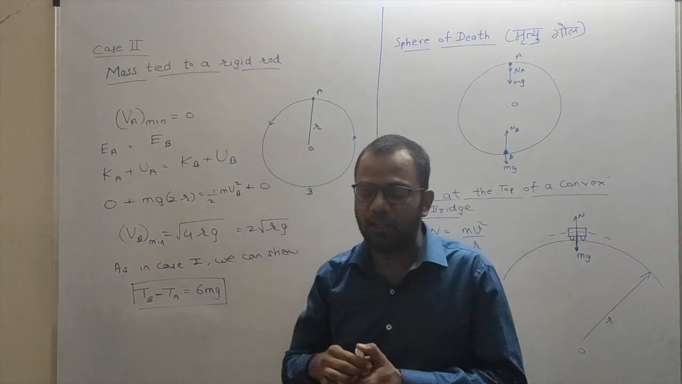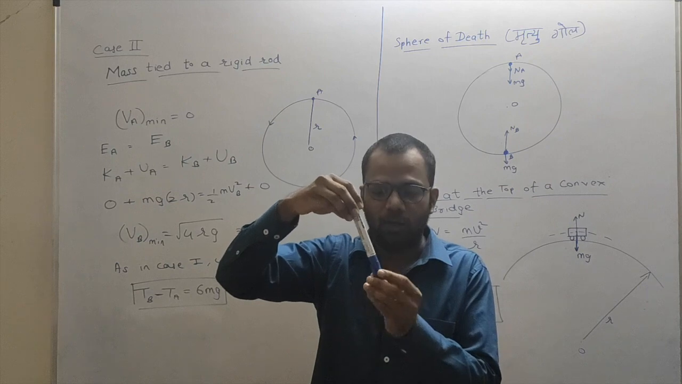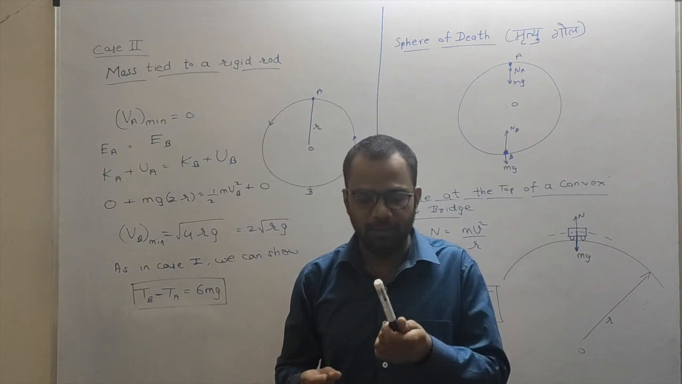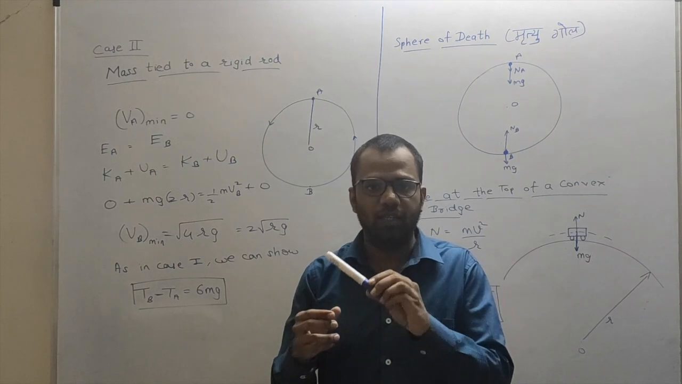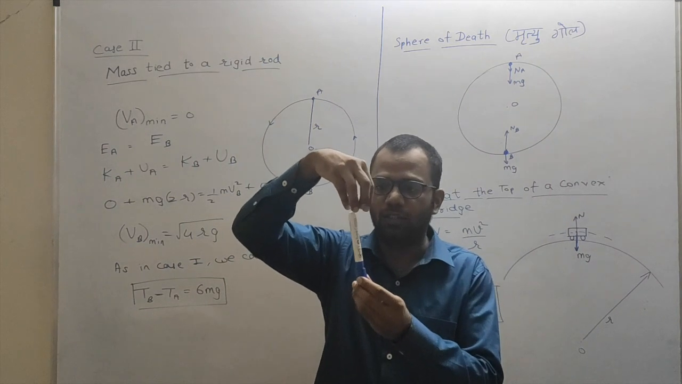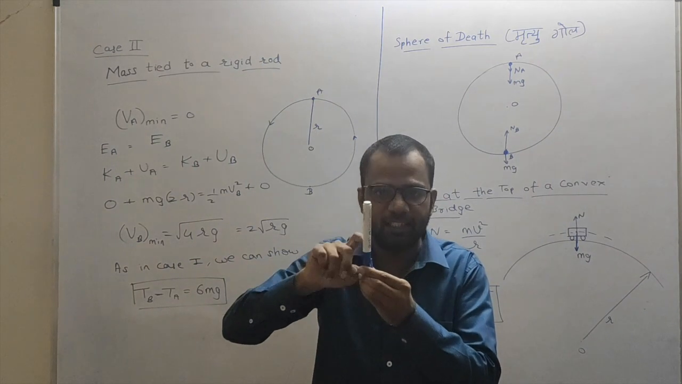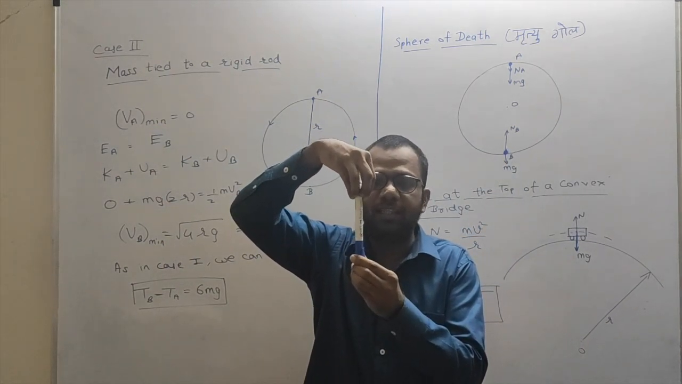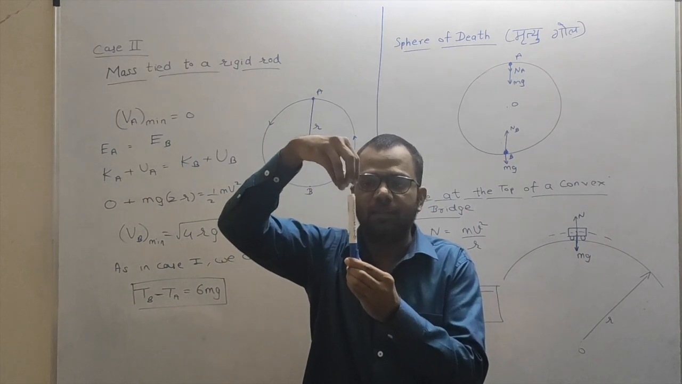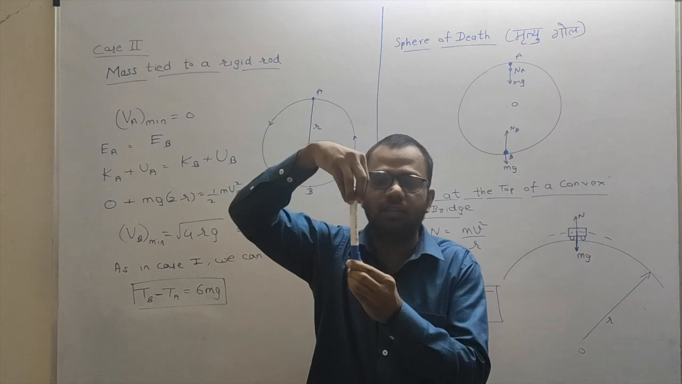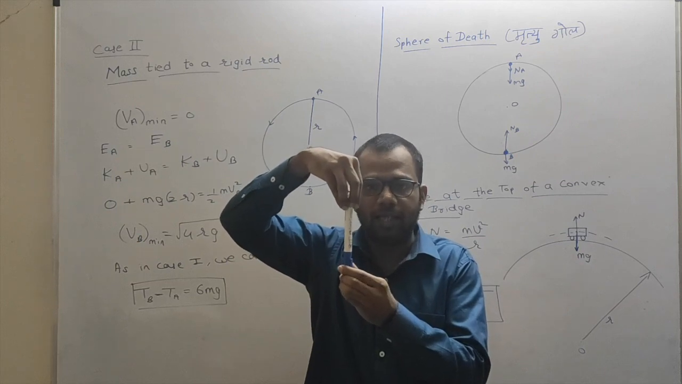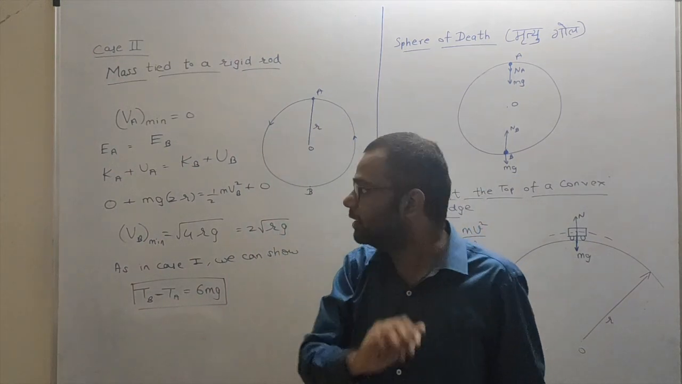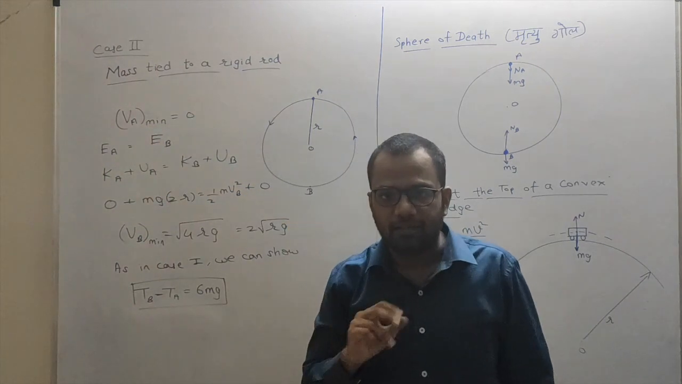But what if the object instead of a string is attached to a rigid rod? Now again we'll consider that the mass of the rod is very small or negligible, and we'll say that the rod is massless and the point object is attached to the end of this rod like this. Since this is a rigid rod, even at the topmost position I can have 0 velocity, because the object will not fall like this, as it is attached to a rigid rod. Hence the minimum velocity in case of a rigid rod at the topmost point can even be 0, and hence I have written VA minimum is 0.